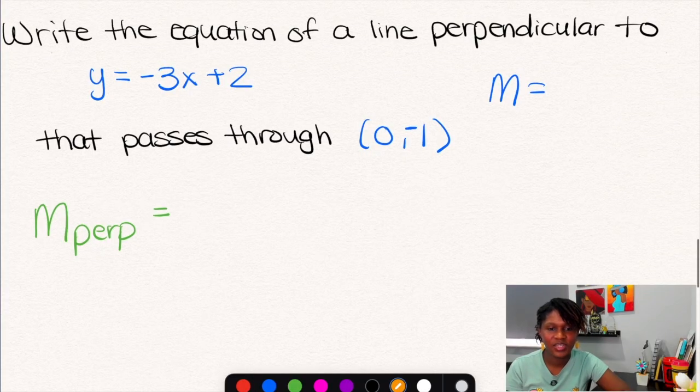So now it's time for Can You Beat Joe? Here's your challenge. Write the equation of a line perpendicular to y equals negative 3x plus 2 that passes through the point 0, negative 1. Pause the video and see if you can solve it before I do. No peeking.